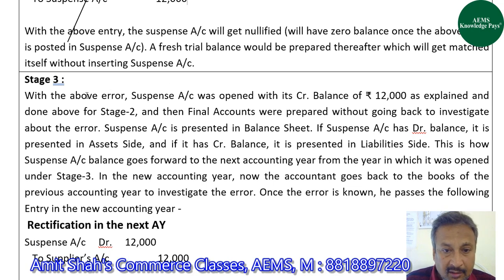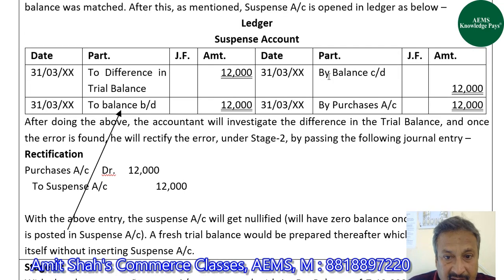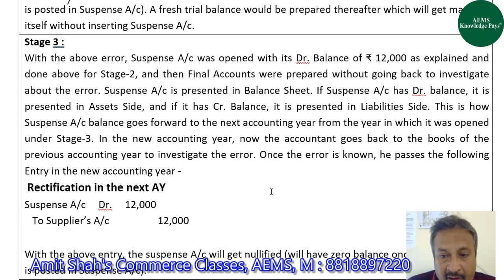In stage 3, suspense account was opened with its debit balance of rupees 12,000 as explained above in stage 2. Then final accounts were prepared. Then in the balance sheet, suspense account was shown on the asset side because it has a debit balance of 12,000. In the next accounting year, the accountant again went back to the books of the previous year and investigated about the error. And once he got to know about the error, he passes the following journal entry in the new accounting year.